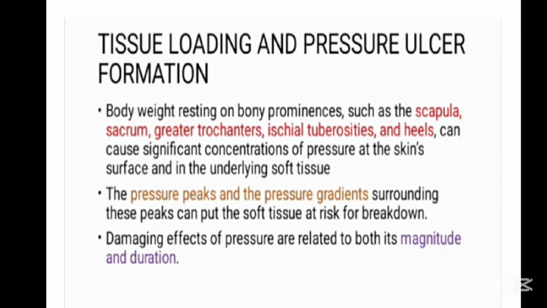Now, tissue loading and pressure ulcer formation. Body weight resting on bony prominences such as the scapula, sacrum, greater trochanter, ischial tuberosities, and heels can cause a significant concentration of pressure at the skin surface and in the underlying soft tissue. These pressure peaks and the pressure gradient surrounding these peaks can put the soft tissue at risk for breakdown. Damaging effects of pressure are related to both its magnitude and duration.